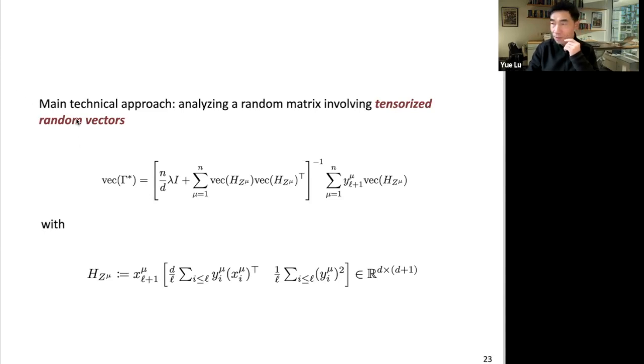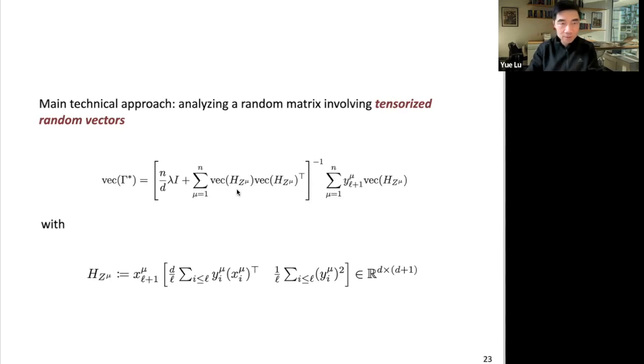Because of the simplifications that we have done, this is a very simple problem. This is quadratic. It's a ridge regression problem. So the optimal parameter matrix has a closed-form solution. The only technical work to do is to analyze it, analyzing this resolvent matrix.